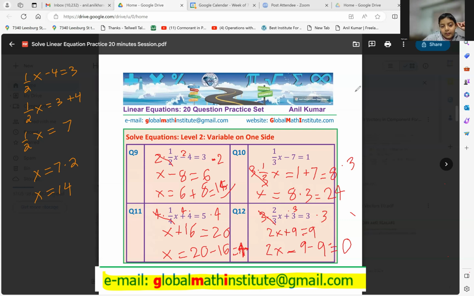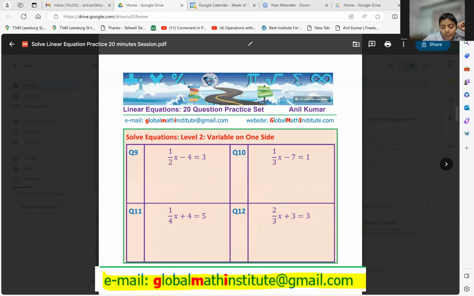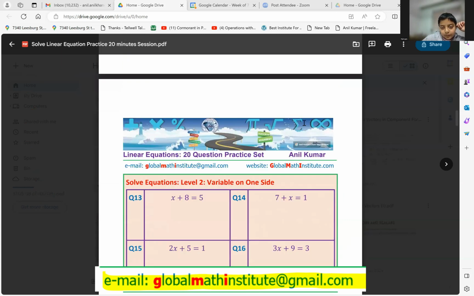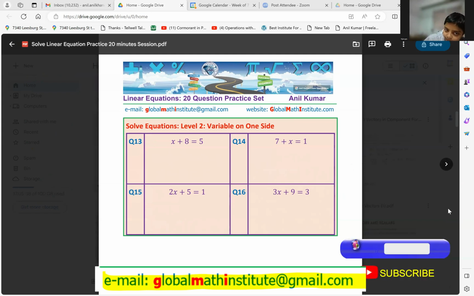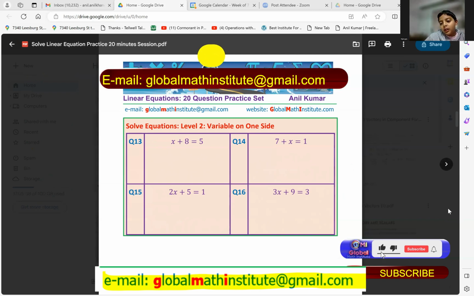So that's great. We can move on to the next page, right? Let me clear the screen and we'll move on to the next page. So another set of 4 questions for you. Again, variables on one side. We are considering in the next video we'll take our variables on both the sides. Nirvan, can you answer these questions one by one?